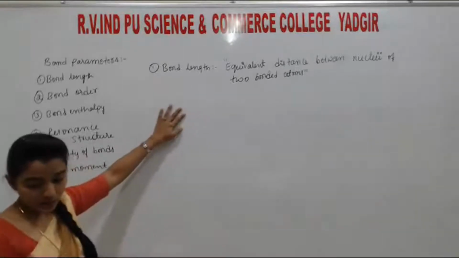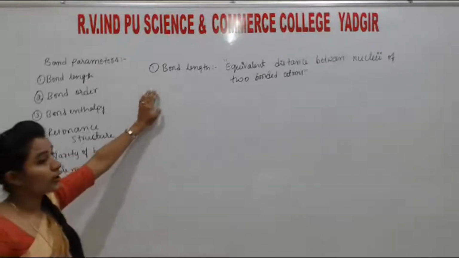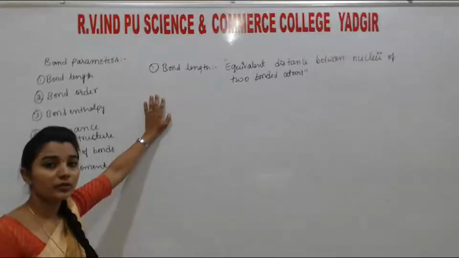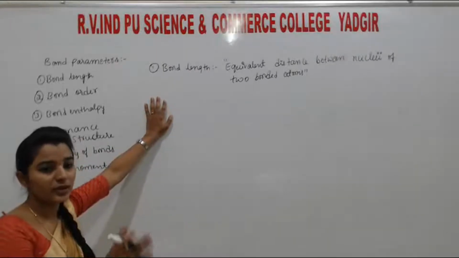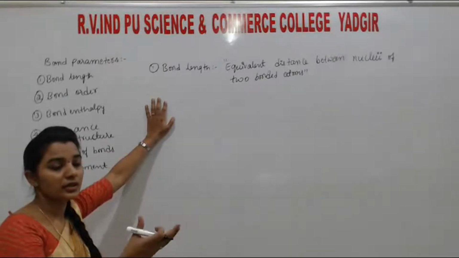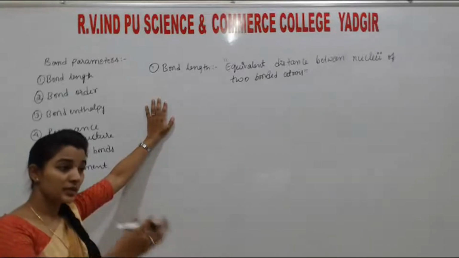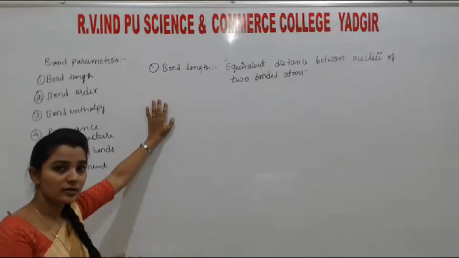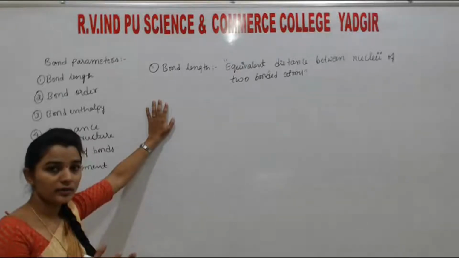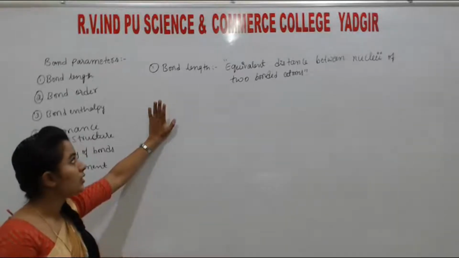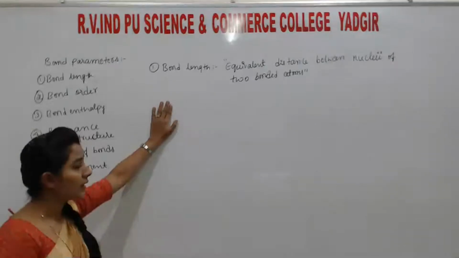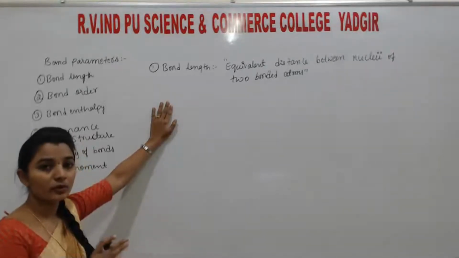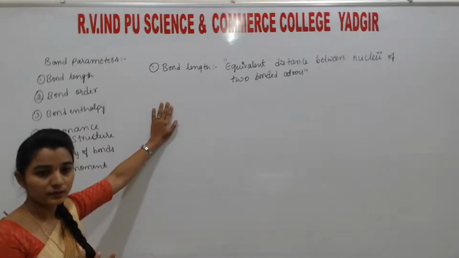Students, this bond length is measured by using spectroscopic techniques, because if HCl is there, we cannot see how the atoms are bonded. If it is a CH4 molecule, you know methane is a gas. How can we see a gas with our eyes? We cannot see it. So the bond length is measured by using spectroscopic techniques.